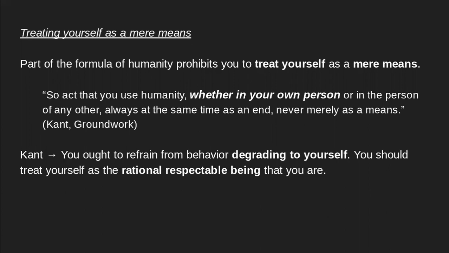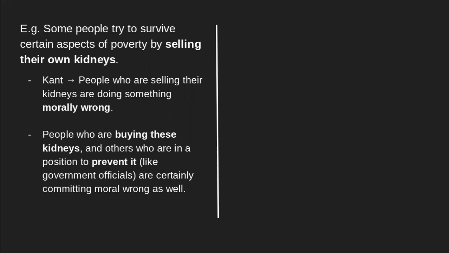So in this aspect of the second formulation of the categorical imperative, we are focusing on how you should treat yourself, according to Kant. Kant thinks that you ought to refrain from behavior degrading to yourself. You should not degrade your own humanity. You should treat yourself as the rational, respectable being that you are. That's the idea here. Let's see some examples and try to understand what Kant might mean by treating ourselves as ends, but never merely as a means.